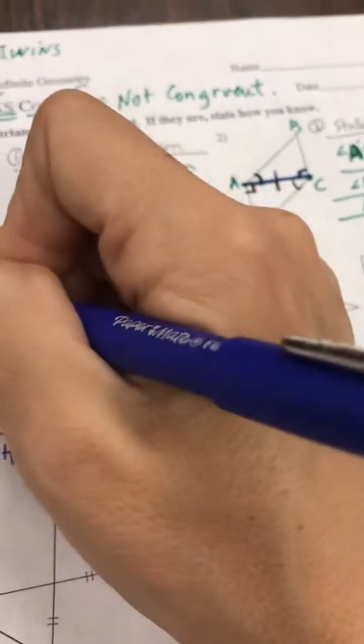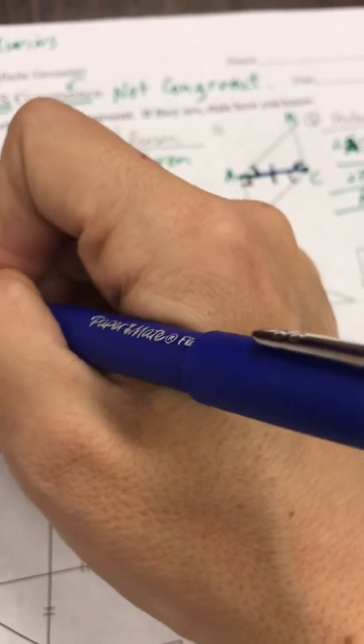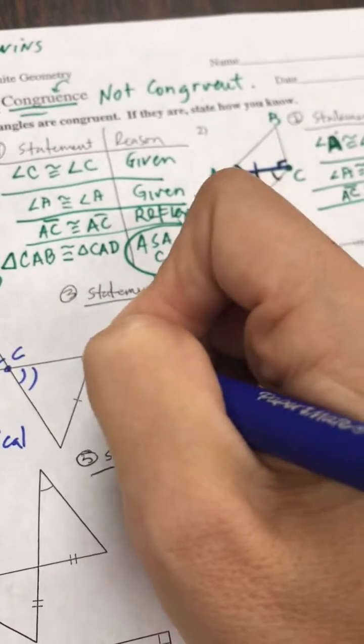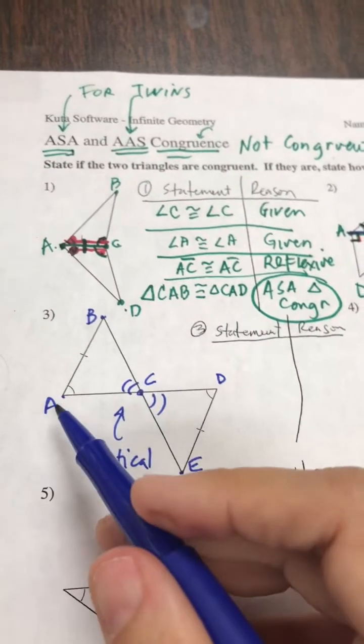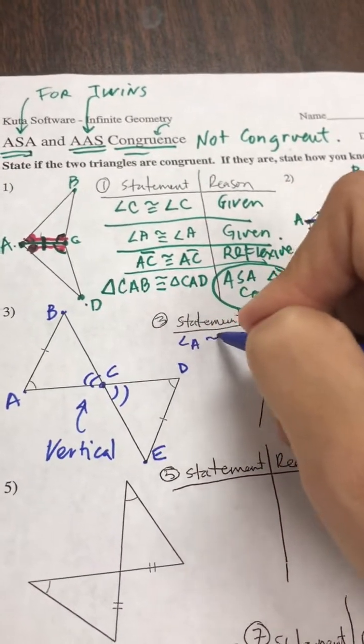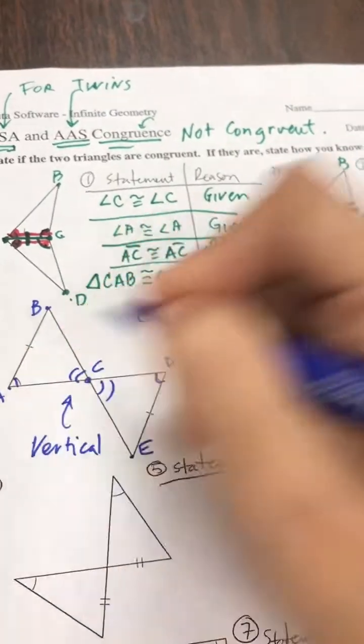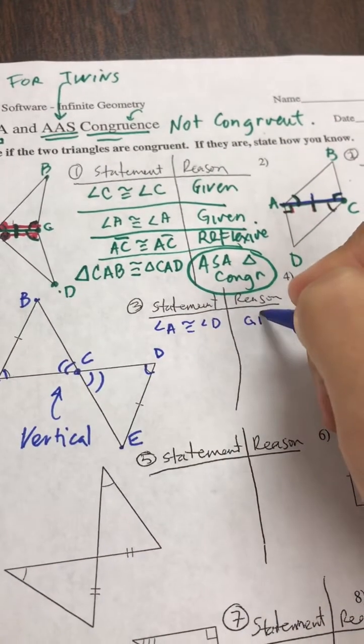Ooh, I'm noticing vertical angles. So let's name the points A, B, C, D, and E. And the information given, angle A is congruent to angle D because they have one necklace was given.